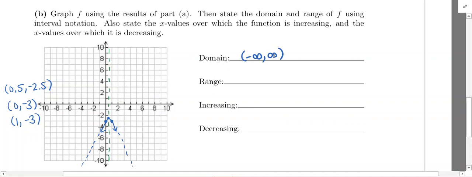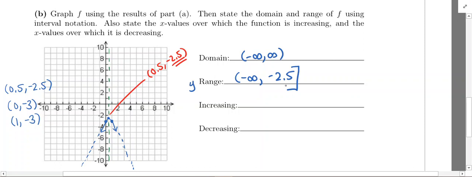Range is a different story. We need to look at our y values, going from the lowest y value to the highest y value. Since the parabola goes down, down, down forever, the lowest y value is going to be negative infinity. The highest point on the parabola is the vertex, which has coordinates 0.5, negative 2.5. So the highest y value is negative 2.5. That is a closed circle at the vertex, so we want to include negative 2.5 in the range.